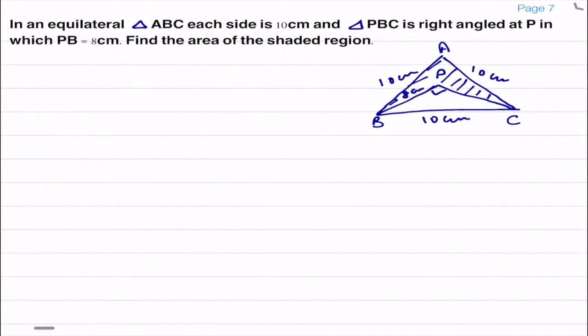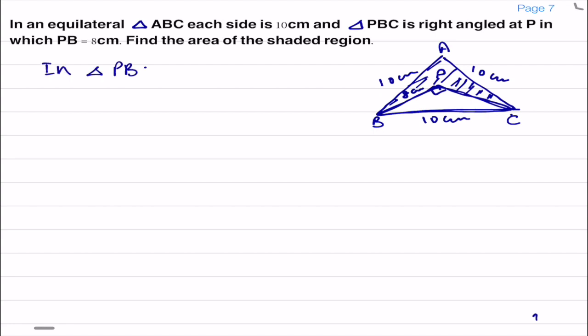Now come to the next question. In an equilateral triangle ABC, each side is 10. ABC is an equilateral triangle and the triangle PBC is a right angle triangle in which PB is given as 8, PC is not given, and we have to find out the area of this shaded portion. So how to get the area of this shaded portion, children? If from the triangle ABC we subtract this triangle PBC, we can get the area of the remaining portion.